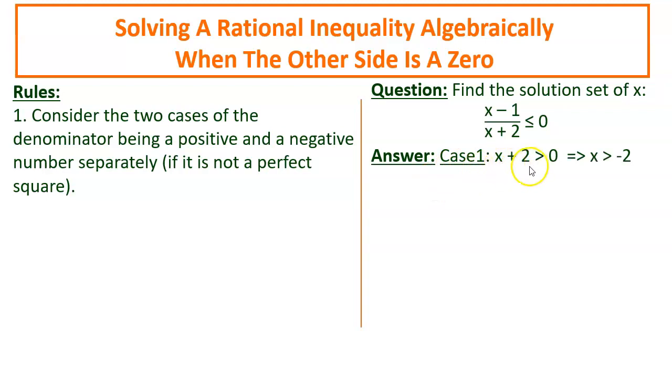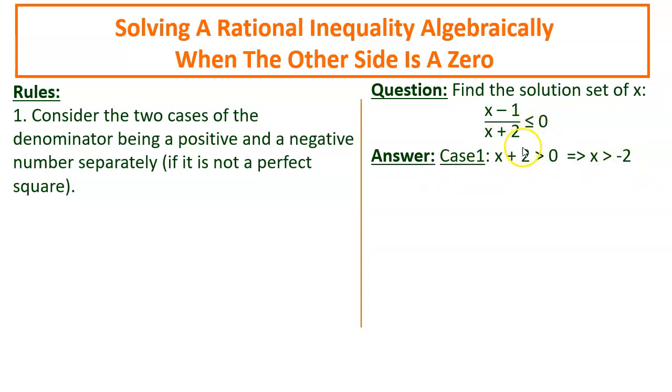Case 1, x plus 2 is greater than 0. That means x plus 2 is a positive number. This gives us the solution set as x is greater than negative 2. x can be any real number which is greater than negative 2.